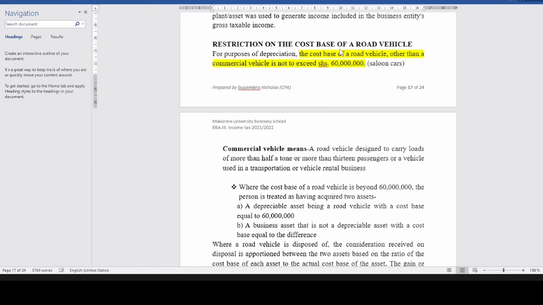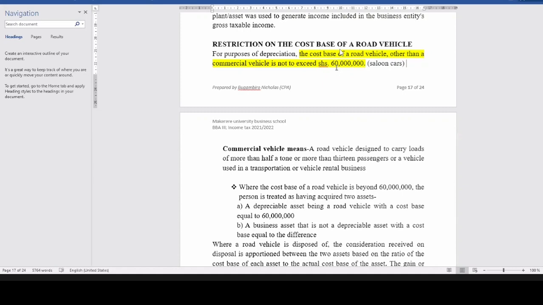Anyway, if it exceeds 13 personnel, it becomes a road vehicle which is now commercial. It's a car, but commercial. An example is a taxi. A taxi is designed to take 14 people, though Ugandans even put around 18. Two, we have a commercial road vehicle like a trailer, all other vehicles other than those whose load, provided its load exceeds half a ton and exceeds 13 people, it becomes a commercial vehicle.